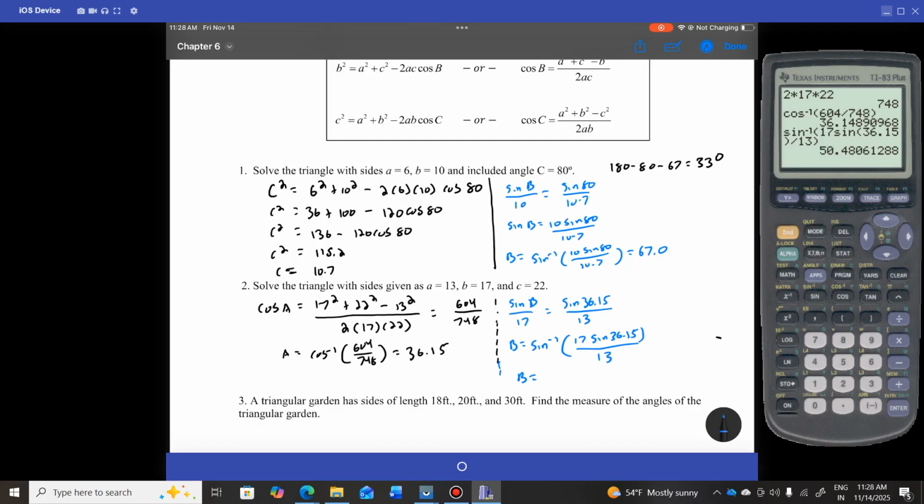I get 50.5. And so then the last one is angle C, equal to 180 minus 50.5 minus 36.15. I'll call this 50.48 minus 36.15. We get C is 93.37.